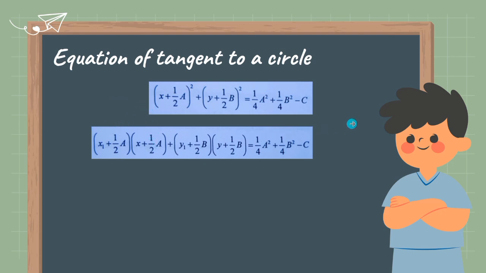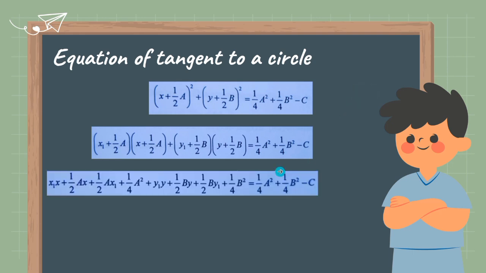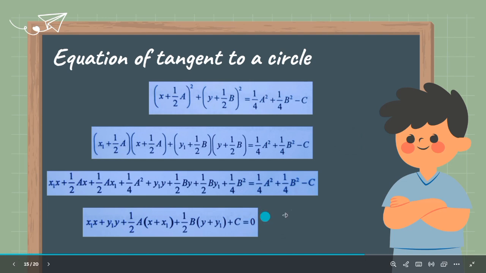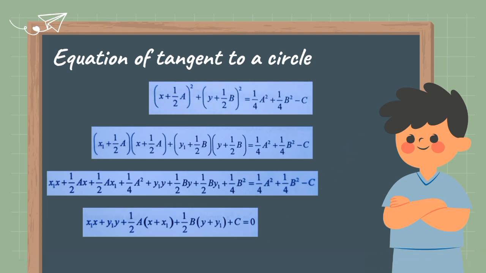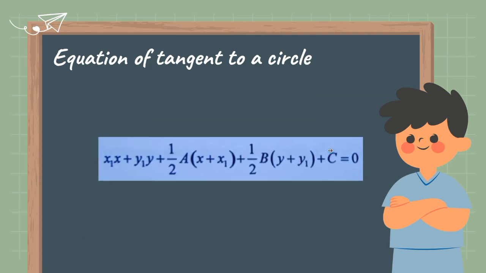Then continue the operation. After that, we will make the right side 0 by moving the numbers and variables on the right side to the left. Simplify to be like this, and after we simplify, this is the equation of the tangent line of the circle at a point.